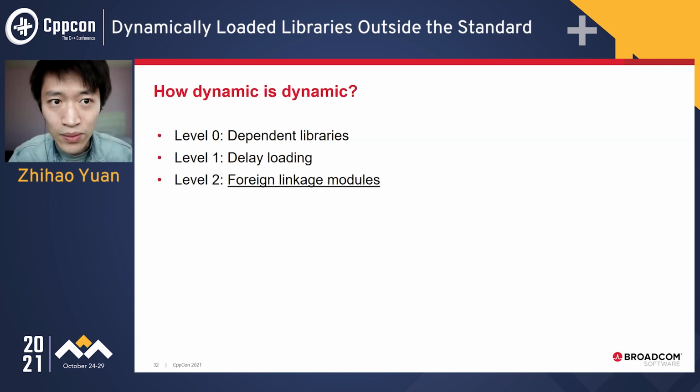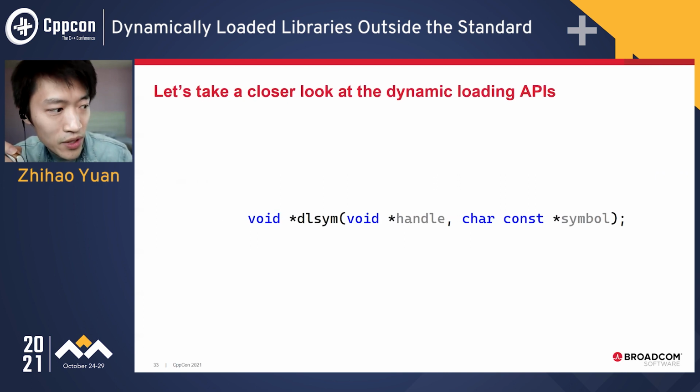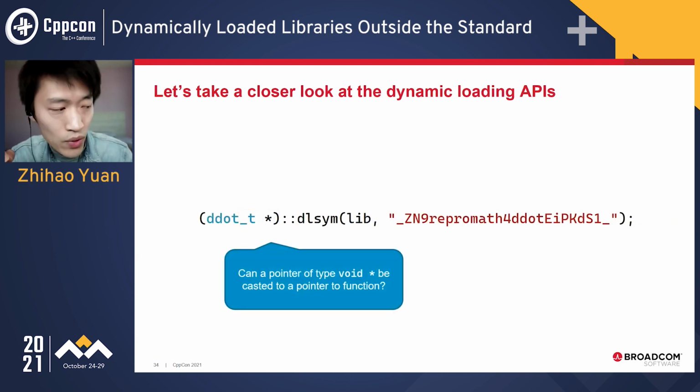The second level, foreign linkage modules. Let's take a closer look at the dynamic loading APIs. So we have dlsym, which returns a pointer to void. It's a pointer to object. And then we cast it into a pointer to function. Now comes the question: can a pointer of type void star be cast to a pointer to function?